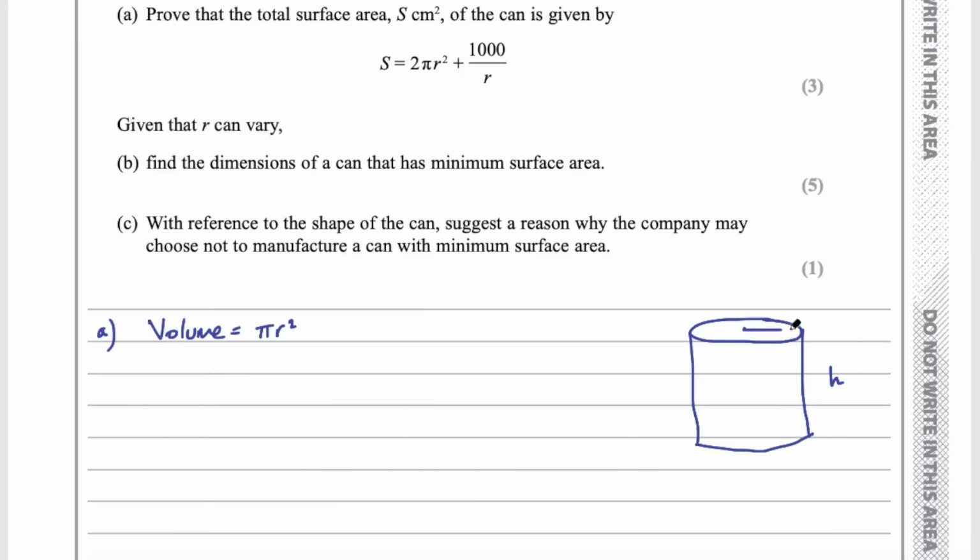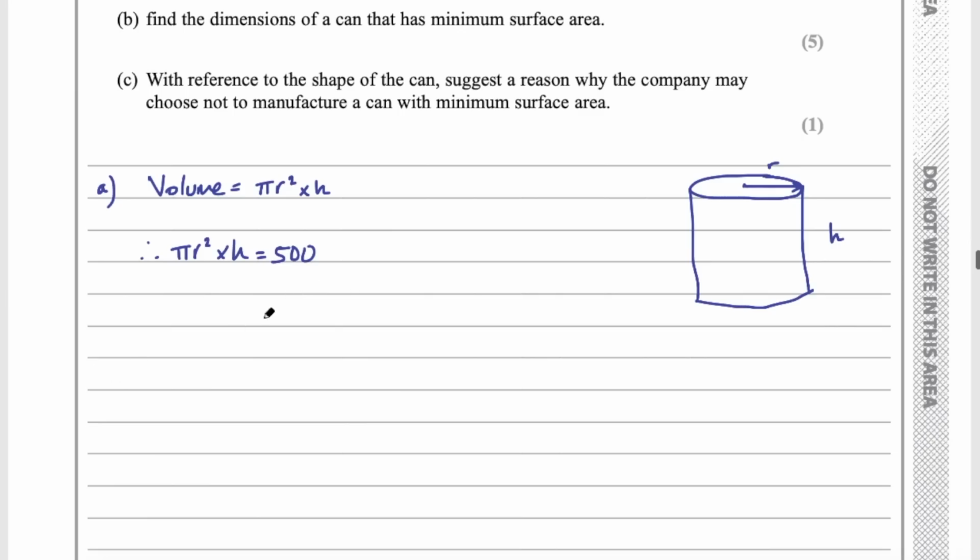Okay, and this is the radius in here. So that's multiplied by height. And we're told the volume is 500 milliliters. So therefore we can say that pi r squared multiplied by h equals 500.